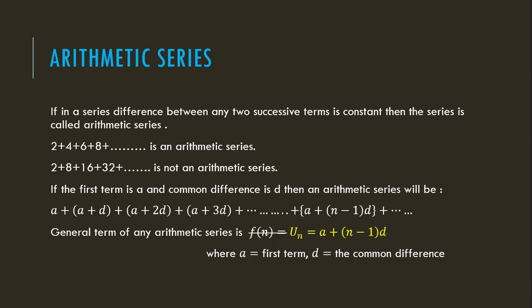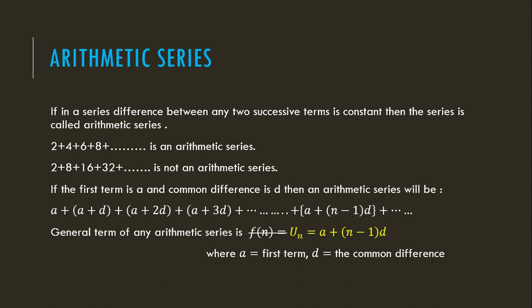But 2 plus 8 plus 16 plus 32 is not an arithmetic series, because in the first one we can see the difference between 4 and 2 is 2, the difference between 6 and 4 is 2, the difference between 8 and 6 is 2. But in the second one we can see the difference between 8 and 2 is 6, the difference between 16 and 8 is 8, the difference between 32 and 16 is 16. Therefore the second series is not an arithmetic series.